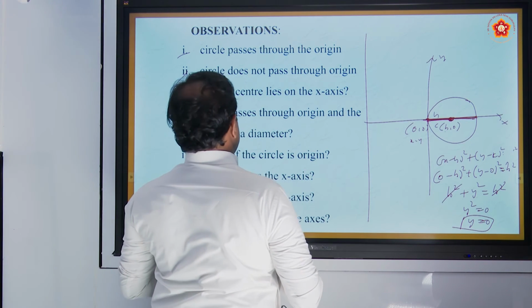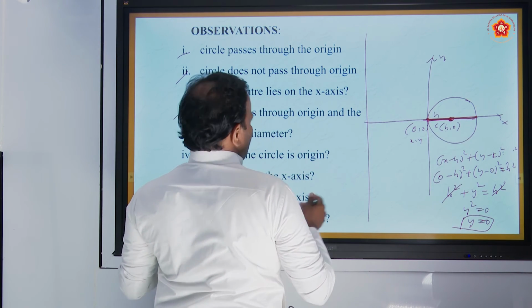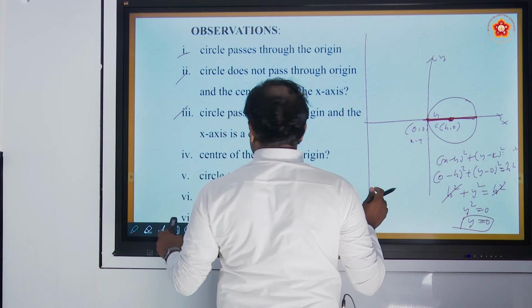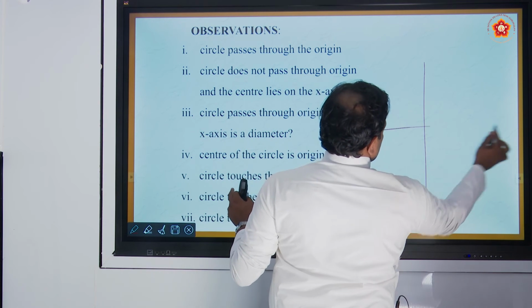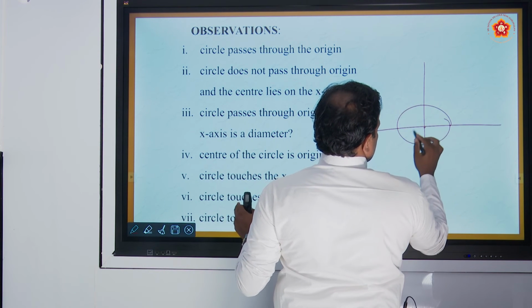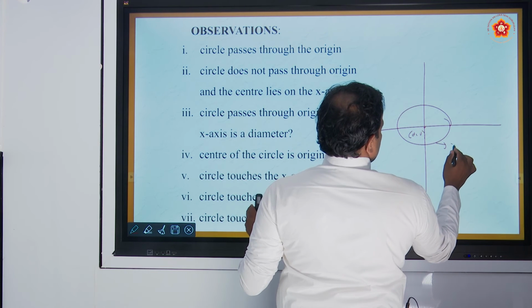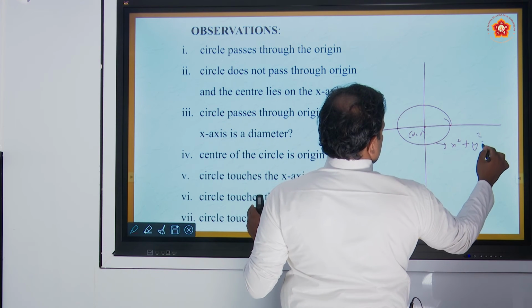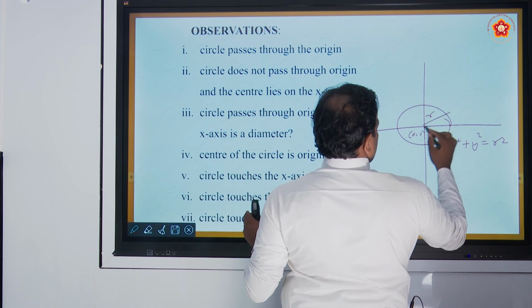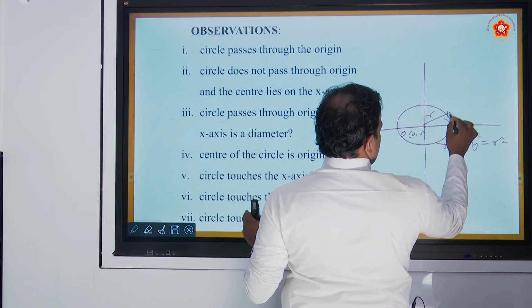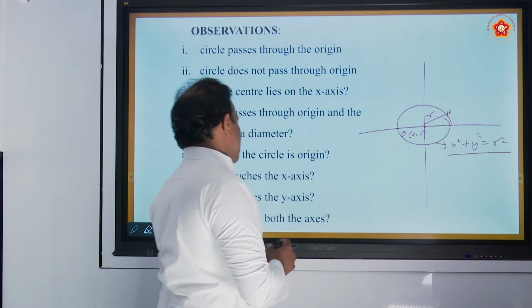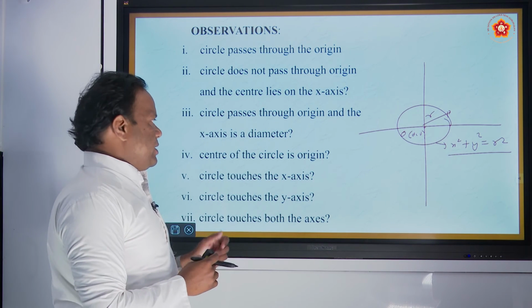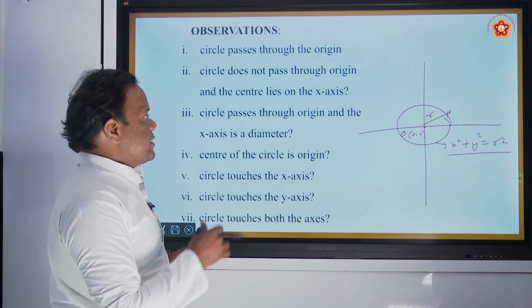The center of the circle is the origin. If the center of the circle is the origin, it is very simple. The equation of a circle is x square plus y square equals r square, where r is the radius, O is the origin, and P is any point. This is the equation of a circle when the center is the origin. This is the condition, this is the observation.